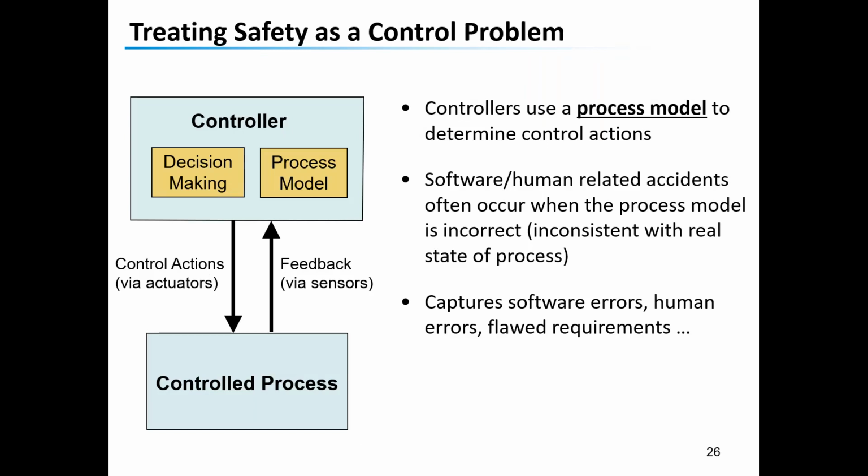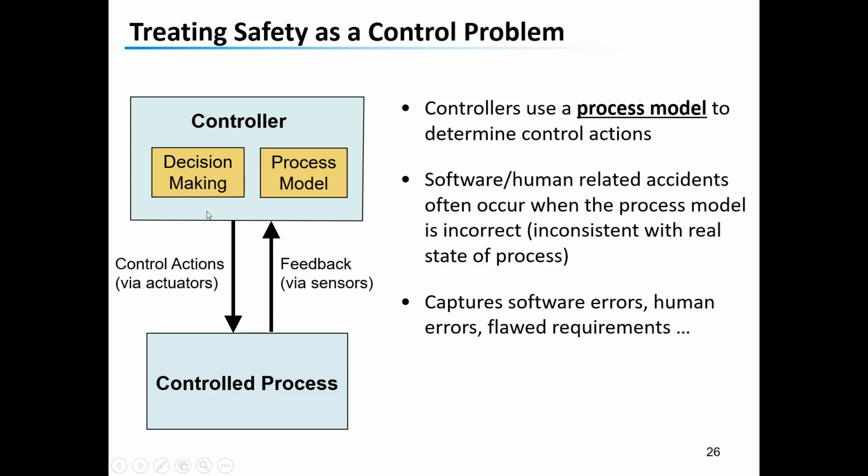So what does it mean to treat safety as a control problem? How does this all work? Well, on the left here, you'll see a diagram. At the top is the controller, and at the bottom is the control process. The controller could be human or software. The control process is basically the aircraft being controlled for the most part. I also use some more general examples.